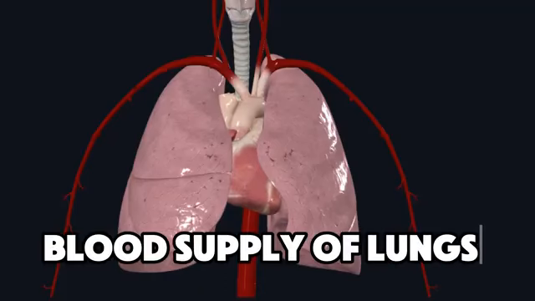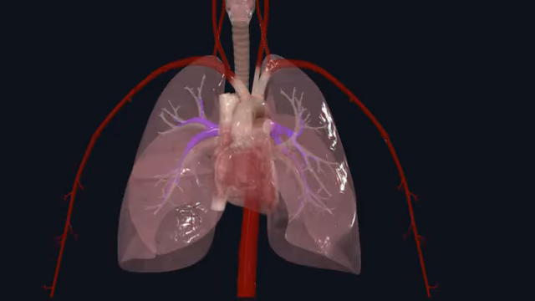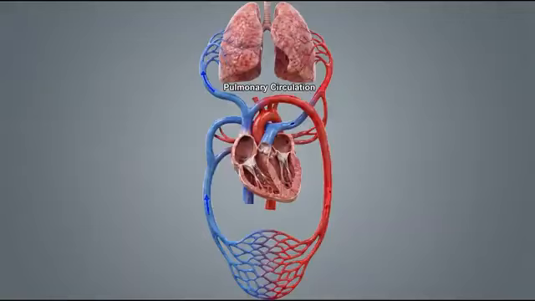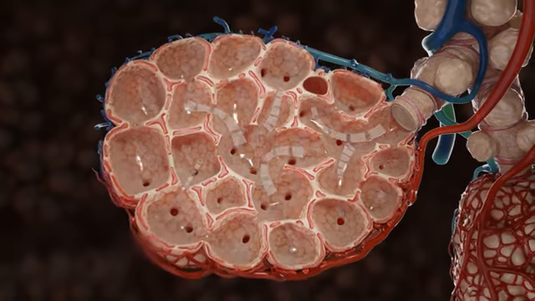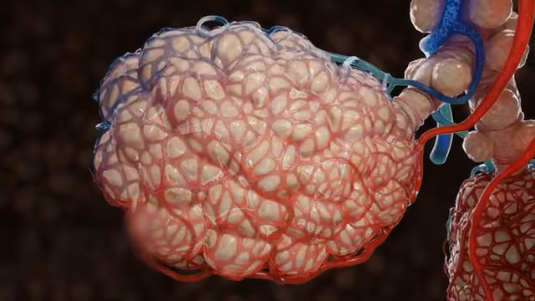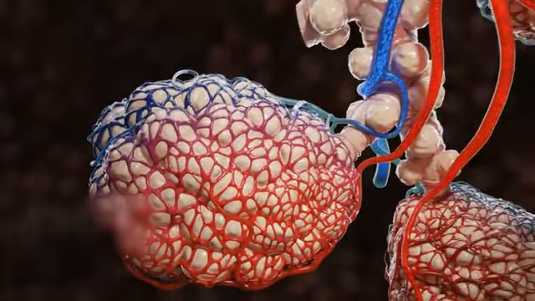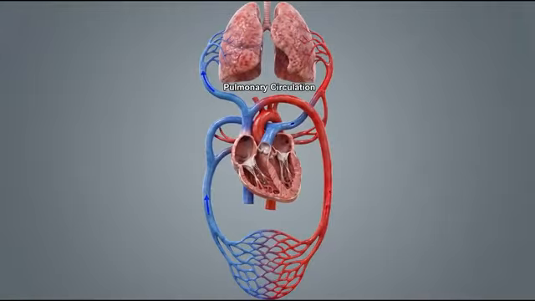Blood supply of the lungs. The lungs receive their blood supply from two distinct pathways. Pulmonary circulation. In this pathway, the pulmonary arteries bring deoxygenated blood from the heart to the lungs. After gaseous exchange takes place inside the lungs, the pulmonary veins carry the freshly oxygenated blood back to the heart. Therefore, we can say that these blood vessels exist purely for gaseous exchange.